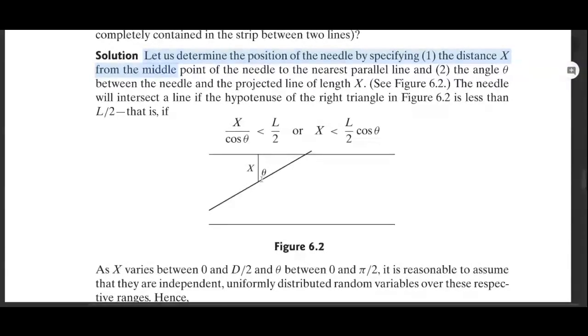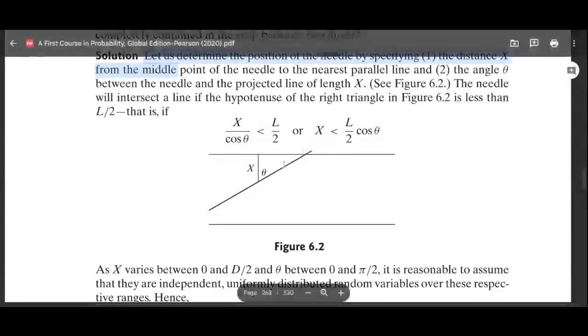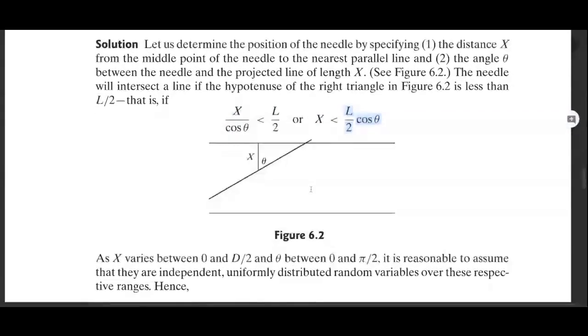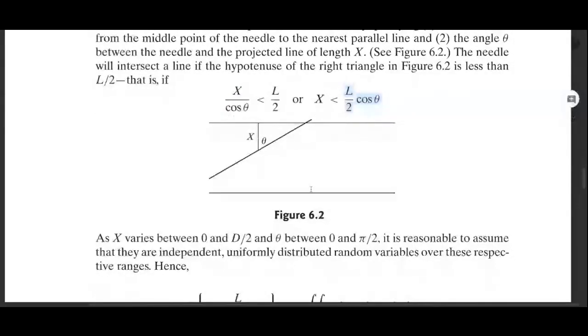Cosine theta, the hypotenuse of this one is less than L over 2. Because cosine theta equals x over this hypotenuse, but if it's less than L over 2, we can form this, right? x over cosine theta is less than L over 2, or x is less than L over 2 cosine theta.